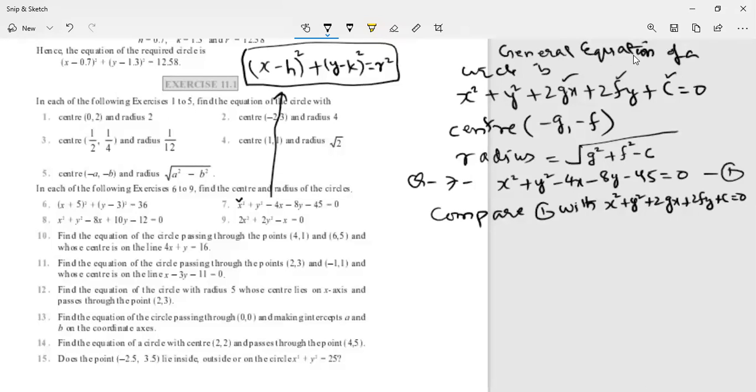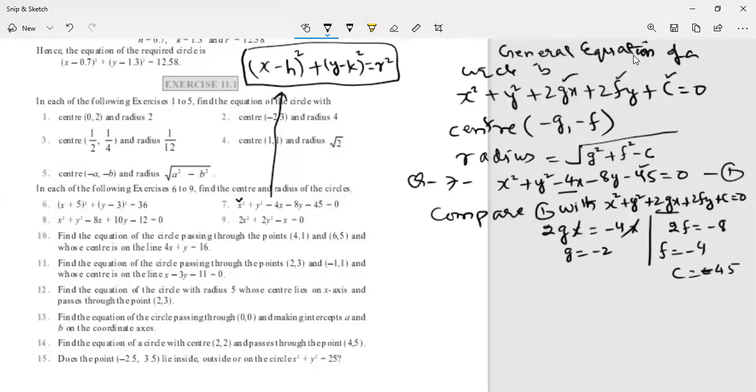How are we comparing this? Minus 4x is equal to 2gx. Since x is the same on both sides, it cancels, so we can compare directly. 2g is equal to minus 4, so g is equal to minus 2. Similarly, compare 2f with the coefficient of y, that is minus 8, so f is equal to minus 4. And the constant term is minus 45, so c is equal to minus 45.